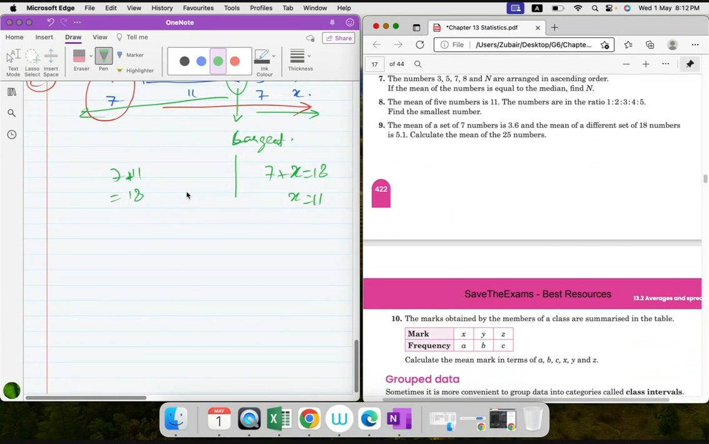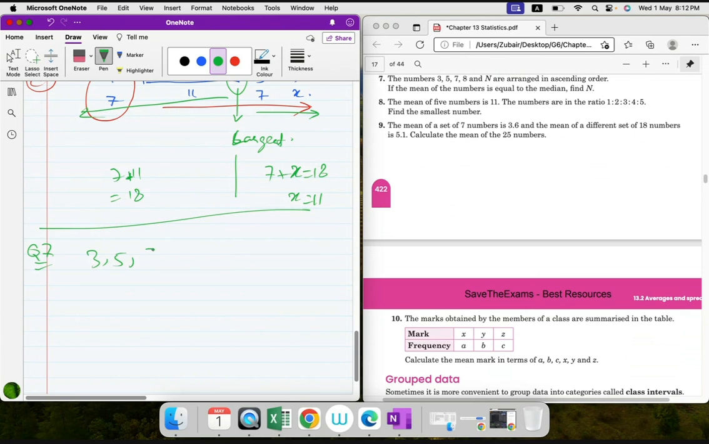Question number 7. The numbers 3, 5, 7, 8, and n are arranged in ascending order. 3, 5, 7, 8, and n. If the mean of the numbers is equal to the median, find n.